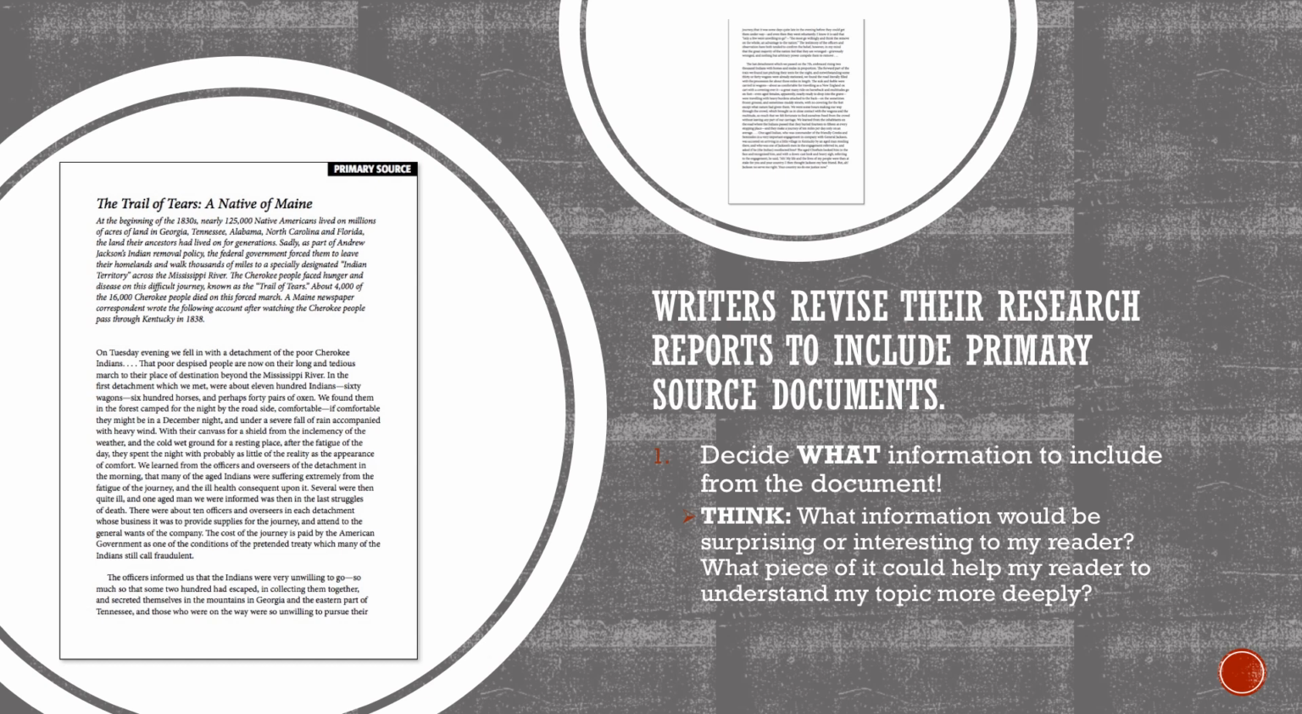So I need to think about what information from this would be surprising or interesting to my reader. And maybe what piece of this could be helpful to my reader to understand this topic more deeply. Now, when I went back and looked at this article that I read, the beginning was mainly talking about sort of like a little overview of what the Trail of Tears was. And then when it gets into the reporter's writing, it sort of has him describe what he's seeing in terms of what a day was like on the trail and what the people were going through there.